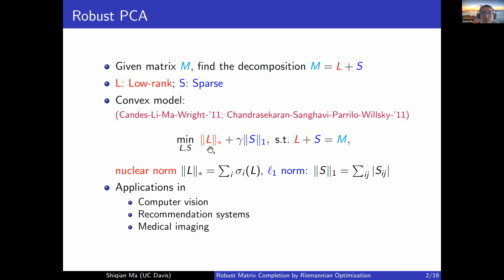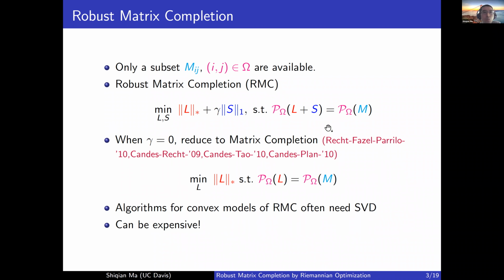It is known that the nuclear norm can promote the low rankness of the matrix, and the L1 norm can promote the sparsity of the matrix. So very naturally, by minimizing the nuclear norm plus the L1 norm, we can promote the low rankness of L and the sparsity of S. And this robust PCA problem found many important applications in areas like computer vision, recommendation systems, medical imaging, and so on.